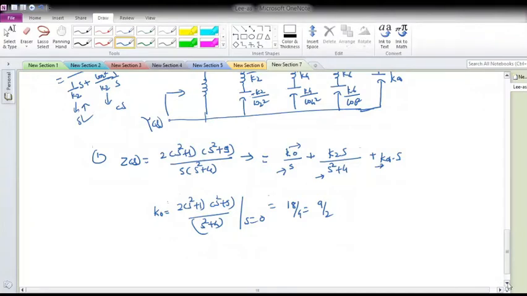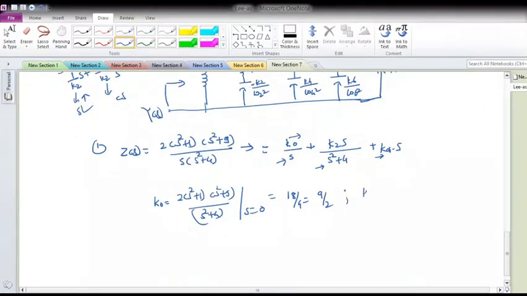Now let me calculate the next, which is K∞ as a residue. If I would like to calculate as s tends to infinity, then it will come as the highest power of the numerator, which will be 2 into s⁴, upon the highest power of the denominator, which will be s³. So what is remaining is simply 2s.